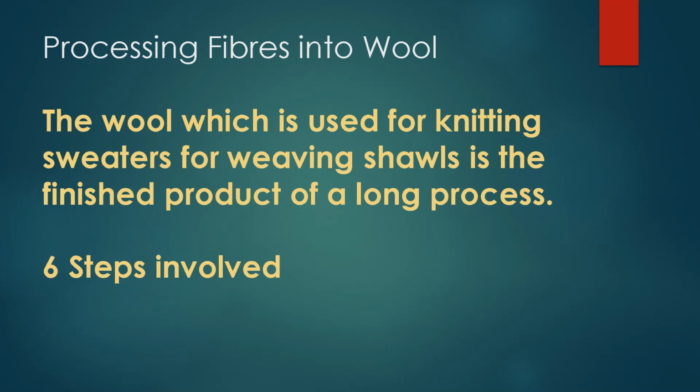Now the processing of fibers into wool, means हमें जो fibers मिलता है उन्हें हम कैसे process करते हैं into wool. So first, the wool which is used for knitting sweaters and for weaving shawls is the finished product. So wool जो है हमारा वो finished product है. So how do we get it? There are 6 steps involved in the processing of fibers into wool. We will discuss every step one by one.